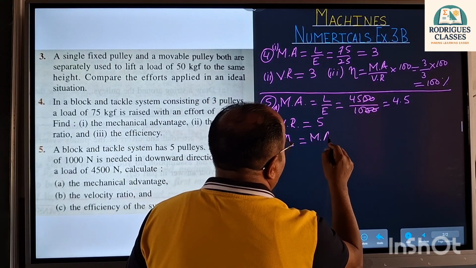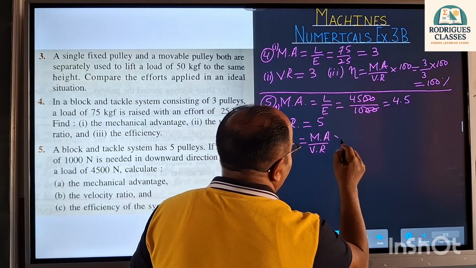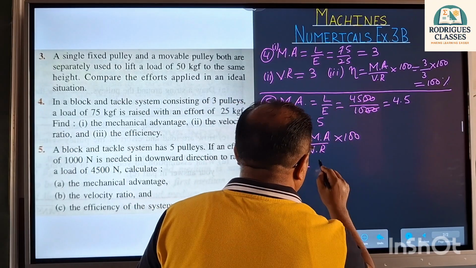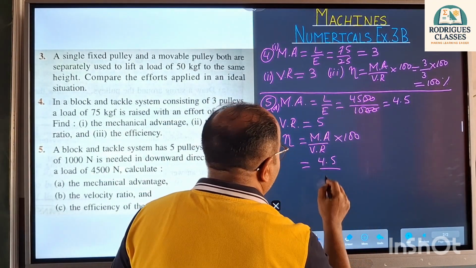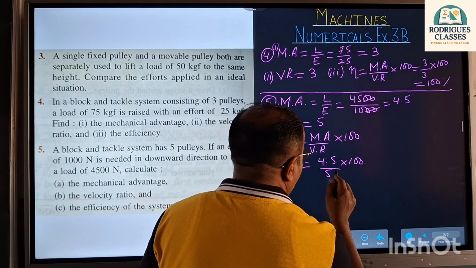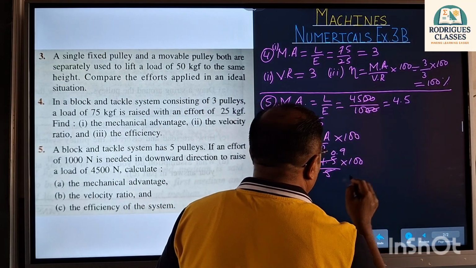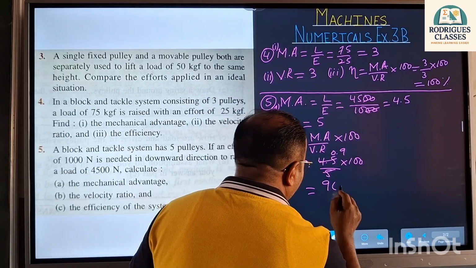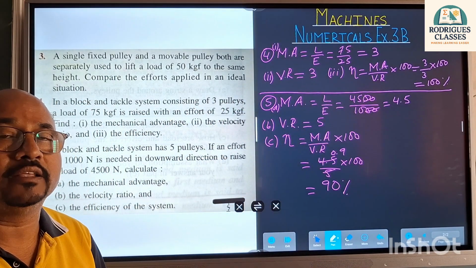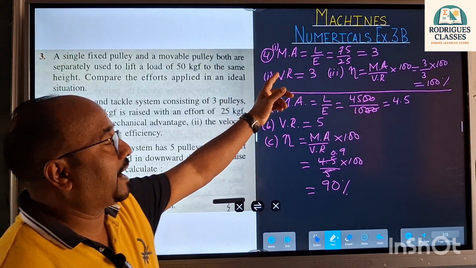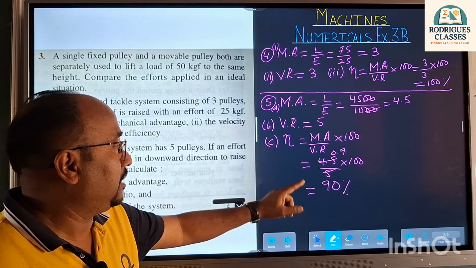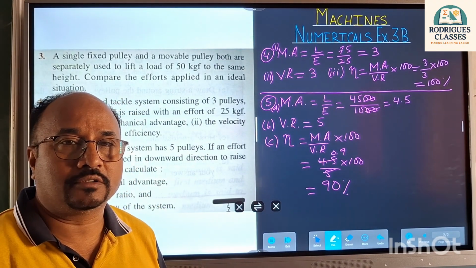Now coming to the efficiency part, this was A, B and C is the efficiency part, which is mechanical advantage by velocity ratio into 100. Mechanical advantage we got as 4.5. Velocity ratio is 5, into 100. If I cancel this, this will be 0.9 into 100, efficiency of this is 90%. So both were nearly the same type of sum. Here the mechanical advantage and velocity ratio got matched, but here they did not. As a result, the efficiency is less than 100%.